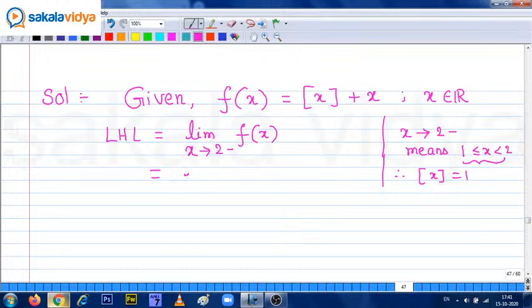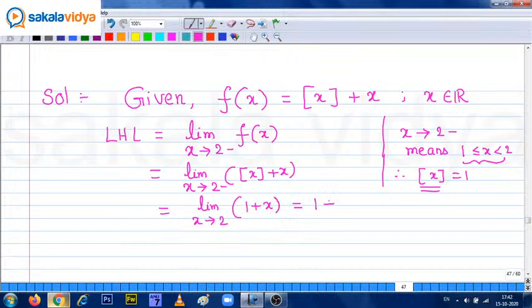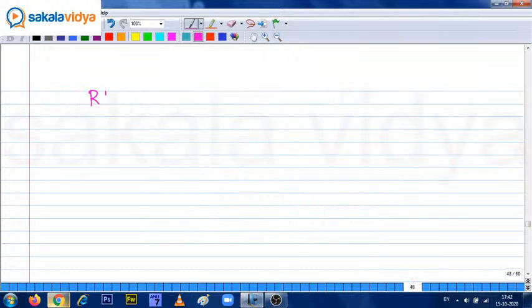So that's why you can write limit x tends to 2 minus, integral part of x plus x. Whenever 2 minus, the integral part of x becomes 1. So this is limit x tends to 2, this integral part of x is replaced by 1, plus x. Substitute the limit. 1 plus 2 is equal to 3. That means left hand limit is equal to 3. Now let us find out the right hand limit, RHL.